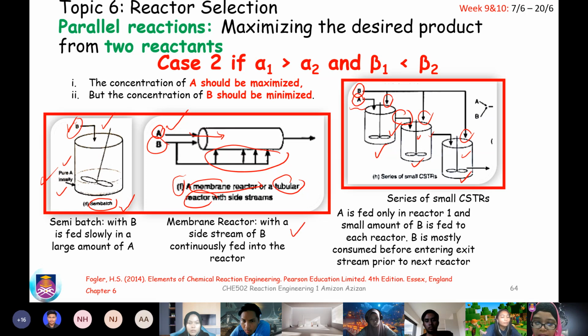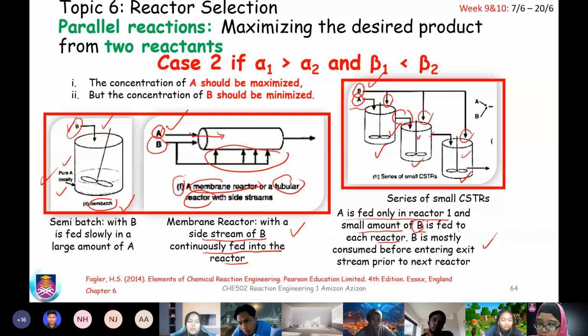All right. So it says there, as you can read from the writings which I wrote at the bottom of the proposal, with A, side stream of B continuously fed into the reactor. All right. The third one is A is fed only in reactor 1 and a small amount of B is fed to each reactor. Again, that will differentiate the concentration, resulting in the concentration of A being continuously high because the B is fed in a small amount, yeah, to each of the reactors.